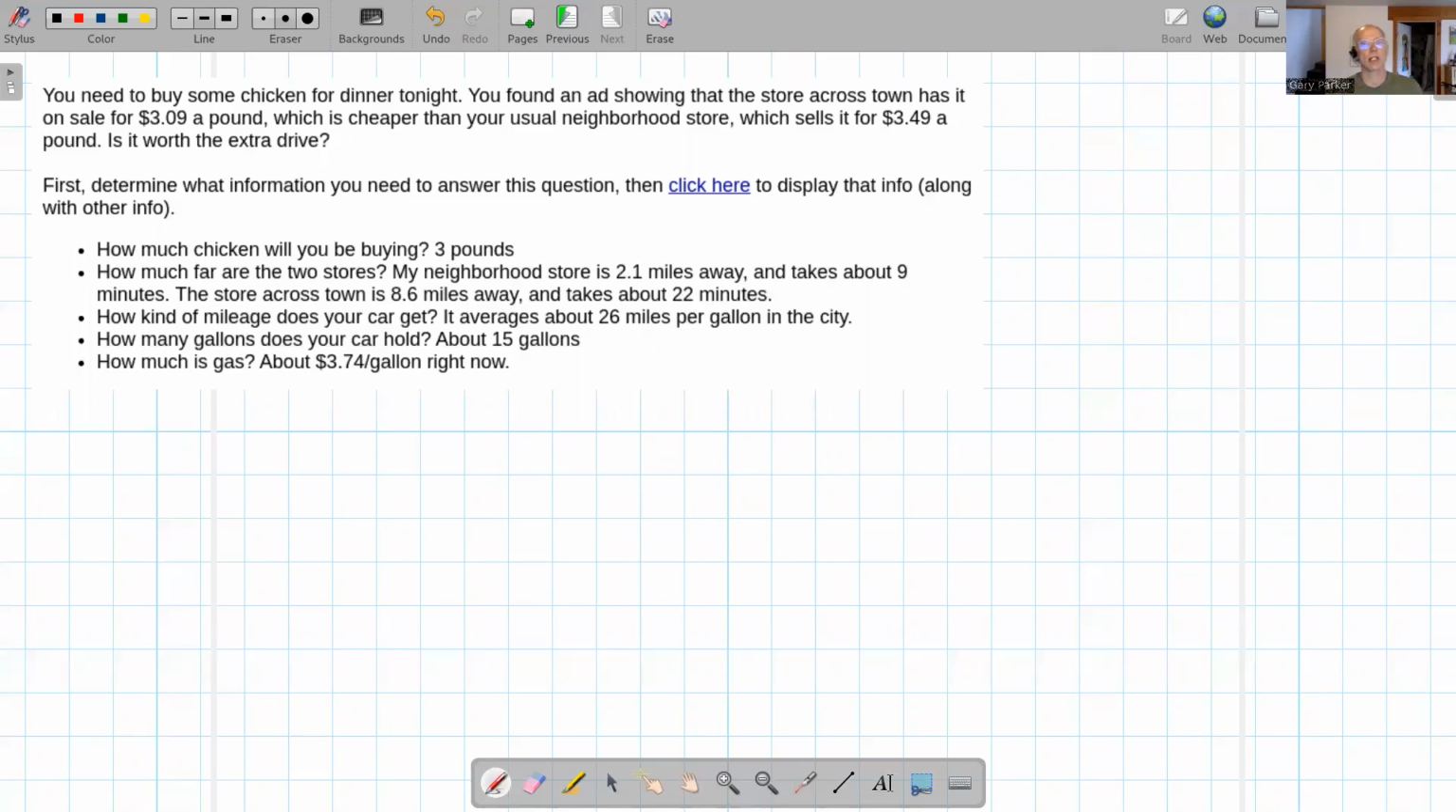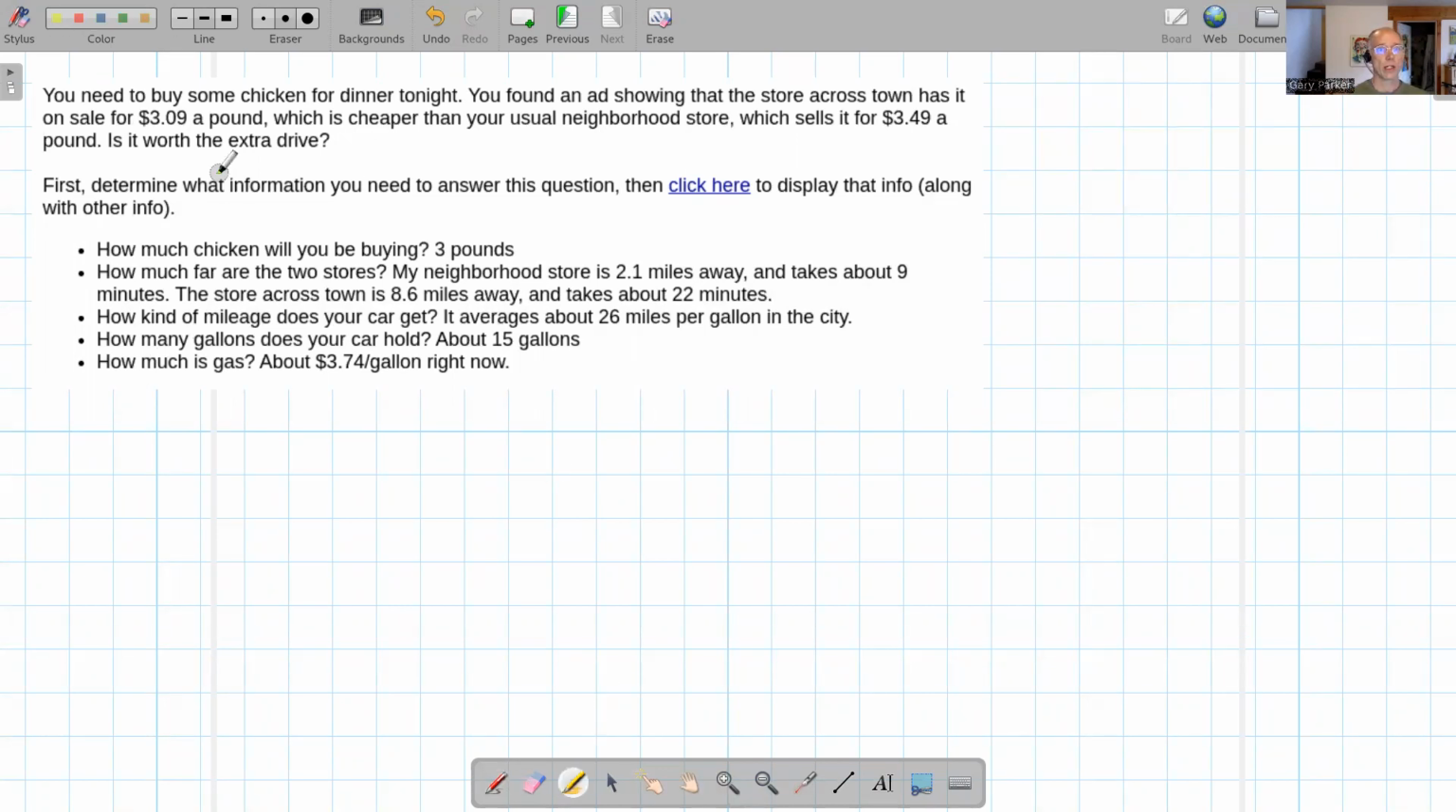We need to buy some chicken for dinner. And we know there's a store across town that has a sale for $3.09 a pound, which is cheaper than the store in the neighborhood, which sells for $3.49 a pound. So is it worth the extra drive? Let's consider what the extra drive might mean in this situation.